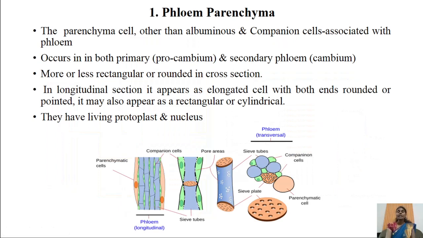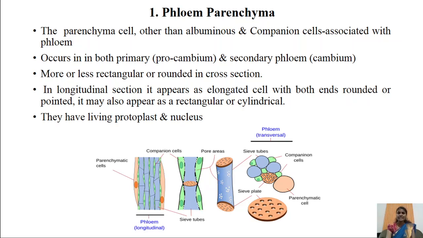Let us study all the components of phloem in detail. The first one is phloem parenchyma. The parenchyma cells associated with the phloem, other than albuminous cells and companion cells, are referred to as phloem parenchyma, which occur in both primary phloem as well as in secondary phloem, where the primary phloem originates from procambium and secondary phloem originates from cambium.